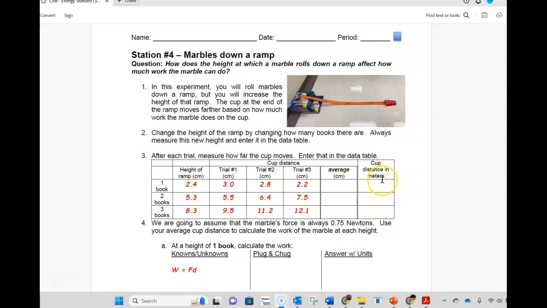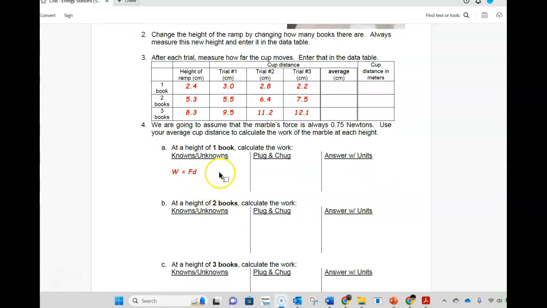To get your numbers in meters. And because we are trying to find the work down here for each height of the book, we are actually going to use this force that's given. That's what F is for each of these, 0.75 newtons. Then you're going to take the distance, which is what you calculated up here in meters, in order to calculate the amount of work that's being done.